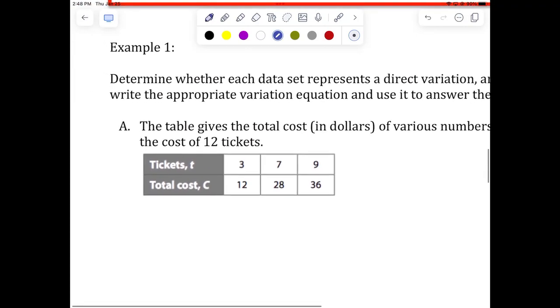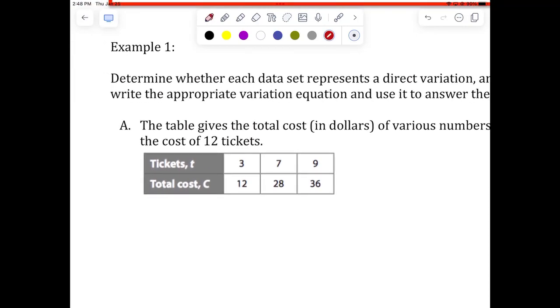Now, the way that we look at tables is this. The top row or the left column, sometimes they're vertical, is always your X. And then the bottom row or the right column is always your Y. The way that tables of values work is that your X is always increasing. We write your X, your independent variable, in increasing order. But now we have to look at what the Y values are doing just to verify. 12, 28, 36. Those are also increasing. So this could be direct variation, right?